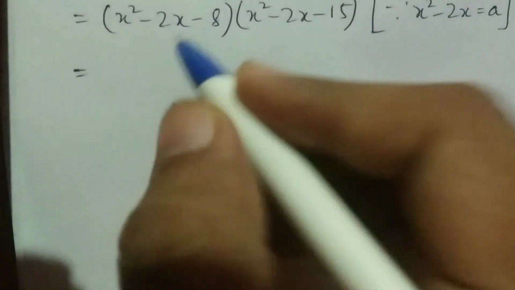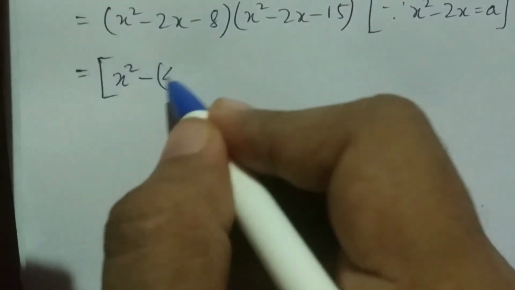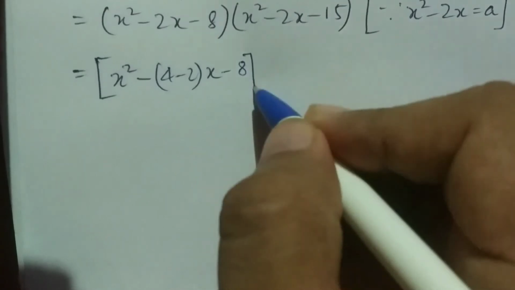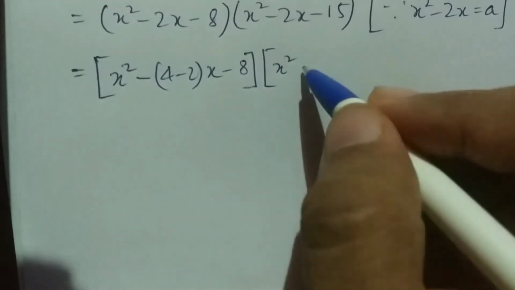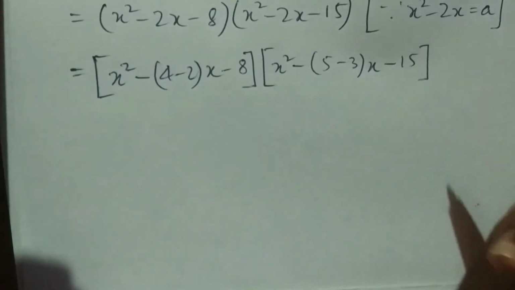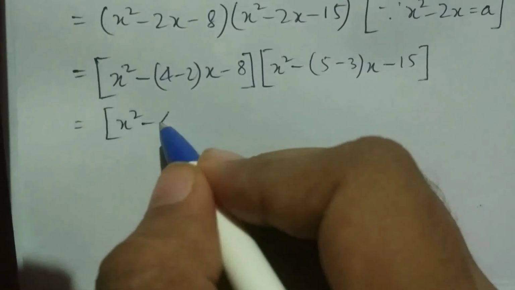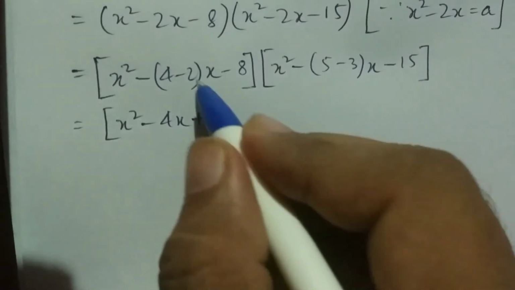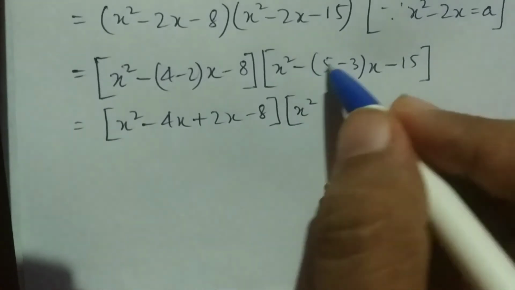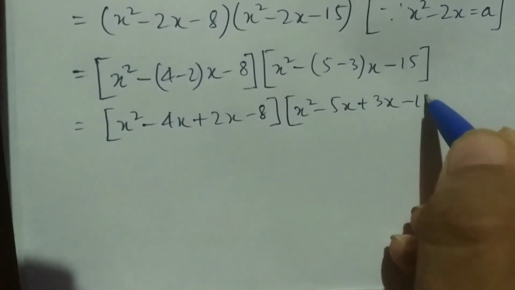Again I am factorizing them, so x square, 4 2s are 8, so minus 4 minus 2 into x minus 8. And here 5 3s are, so 5 minus 3, like this. So x square minus 4 into x plus 2x minus 8, and here x square minus 5x plus 3x minus 15.